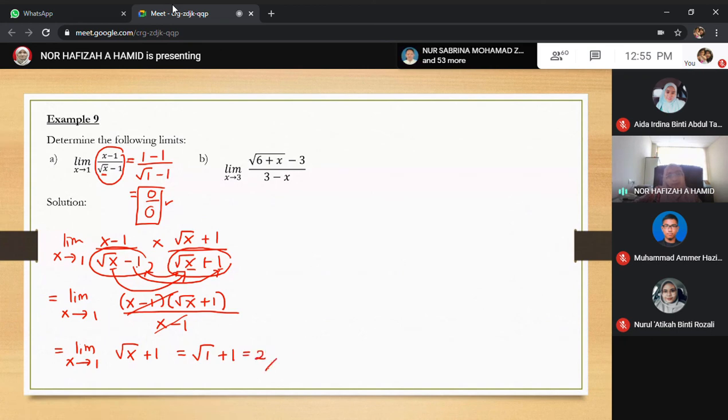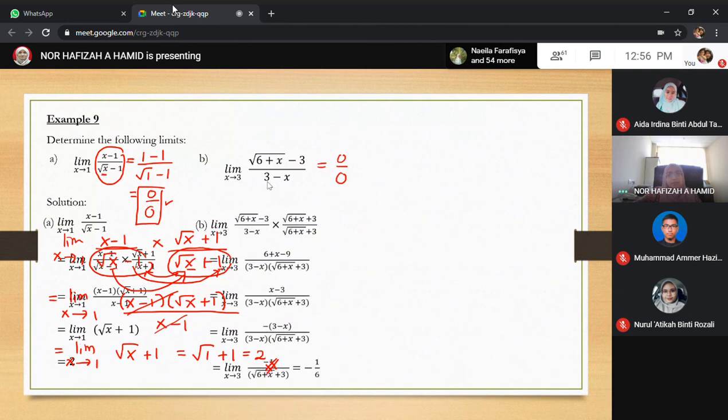Okay, so this is the answer for A. For B, it is the same. So for B, first you show it is 0/0. Okay, next you proceed with the rationalization technique. You multiply with the conjugate. So here I multiply with the conjugate. You choose the conjugate for the square root. So the conjugate is square root of 6 plus x plus 3, over square root of 6 plus x plus 3.